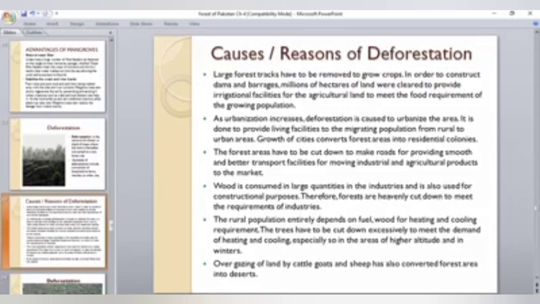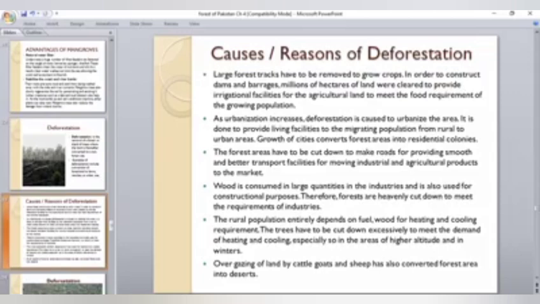Wood is also consumed in large quantity in industrial use and is also used for constructional purposes as well. Therefore, forests are heavily cut down to meet the requirement of industries.